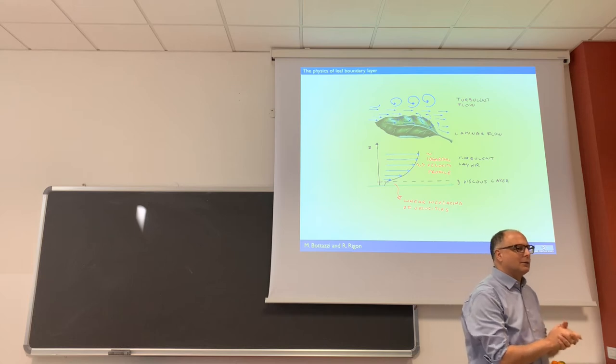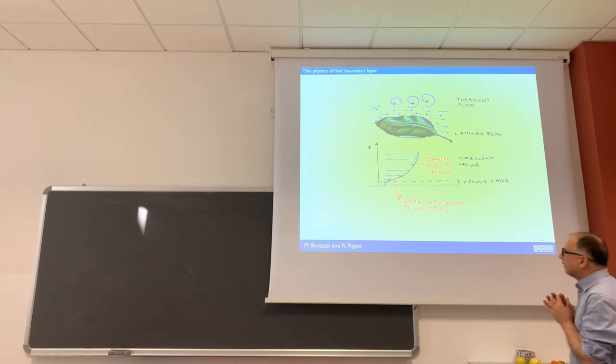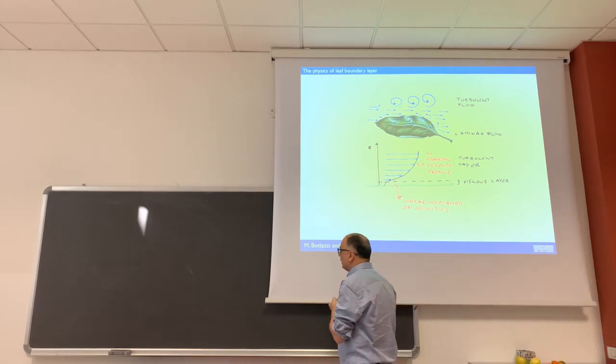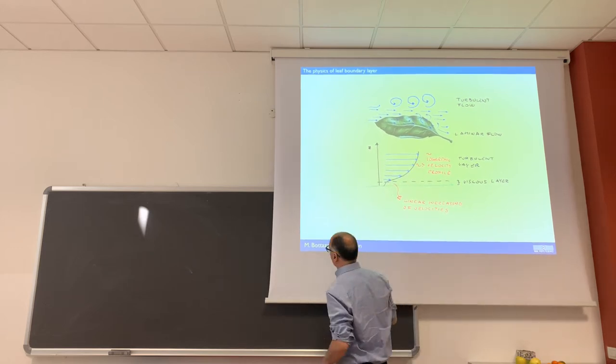When we go to understand what happens in leaves, we also have to take care of some further things that I actually mentioned at the beginning. We have the boundary layer. We have the leaf, and the air is flowing over the leaf. We have turbulent flow up there and a laminar flow close to the leaf. So what is the velocity profile? Something linear here, close to the leaf, logarithmic there.